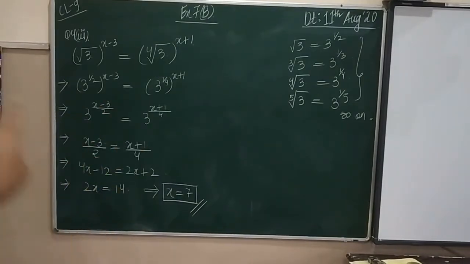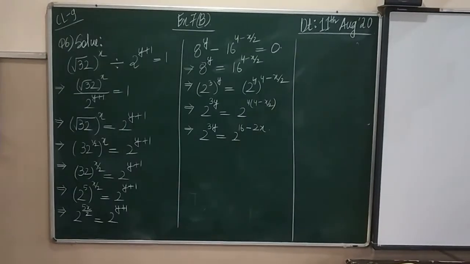And we know what to do. Just take the cross multiplication, simplify, and the value for x will be 7. Okay? So this was 4 part 2. Pause the video and note it down. Alright boys, let's move ahead with question number 6.